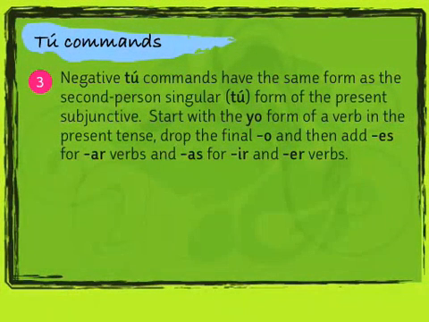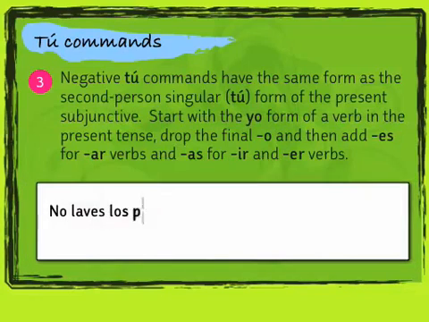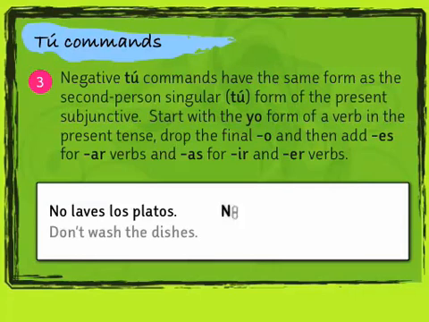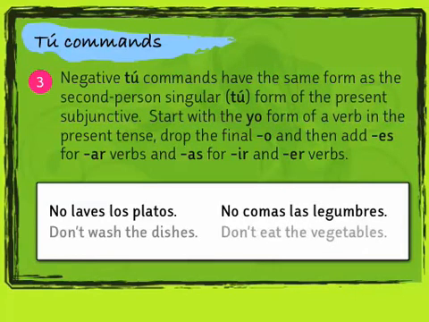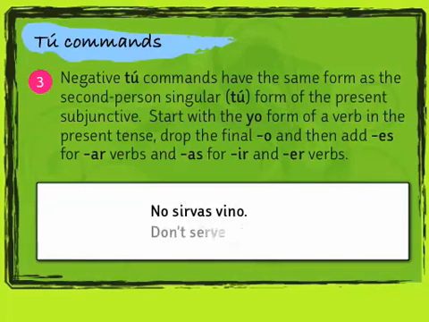Negative tú commands have the same form as the second-person singular tú form of the present subjunctive. Start with the yo form of a verb in the present tense, drop the final o, and then add es for AR verbs and as for IR and ER verbs. No laves los platos. Don't wash the dishes. No comas las legumbres. Don't eat the vegetables. No sirvas vino. Don't serve wine.